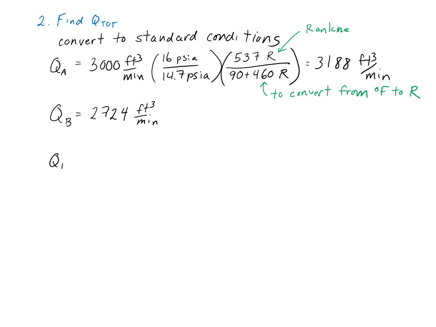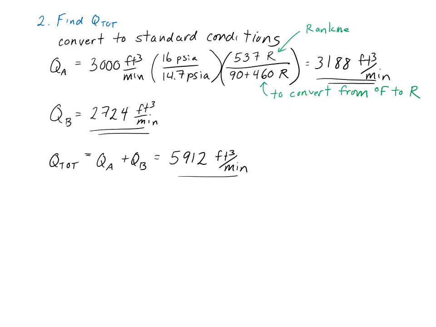So now, because these are both at the same temperatures and pressures, all at standard conditions, we can just add them together. QA plus QB, and we get 5,912 cubic feet per minute. And we'll use all of these numbers in the next part of the problem, the flow rates under actual conditions.